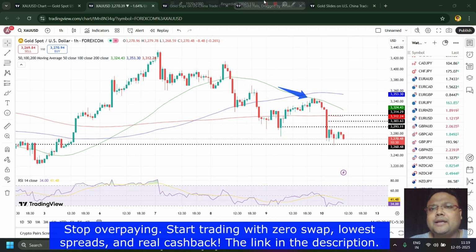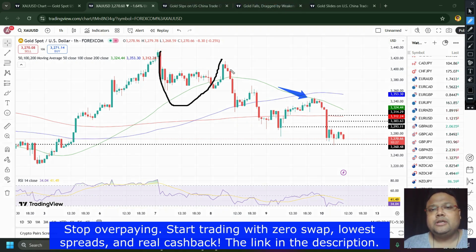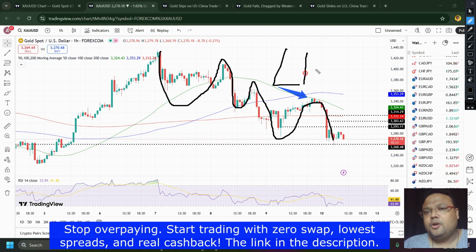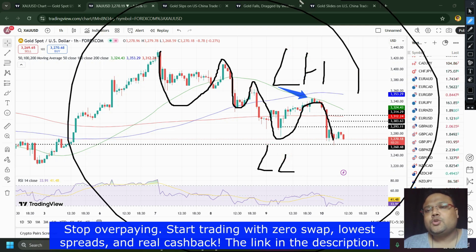Technically, the market structure is also indicating bearishness because the market has formed lower highs and lower lows. Whenever we get a market structure of lower highs and lower lows, the simple trading strategy we can follow is sell on rise. It means whenever the market goes up for a recovery, we can sell at the resistance.